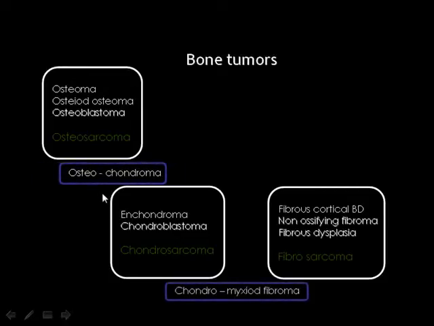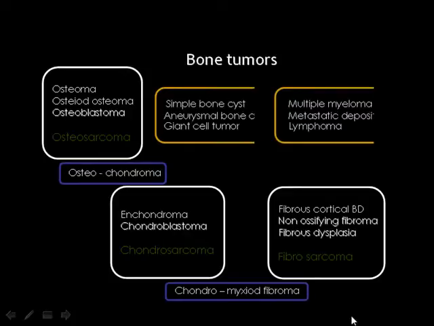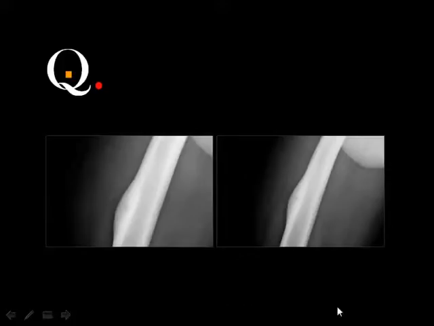And there is an intermediate lesion between these two and an intermediate lesion between these two. This lesion is the osteochondroma, and this lesion is the chondromyxoid fibroma. And the remaining six lesions are the simple bone cyst, aneurysmal bone cyst, and giant cell tumor, and the multiple lesions: multiple myeloma, metastatic deposits, and the lymphoma.